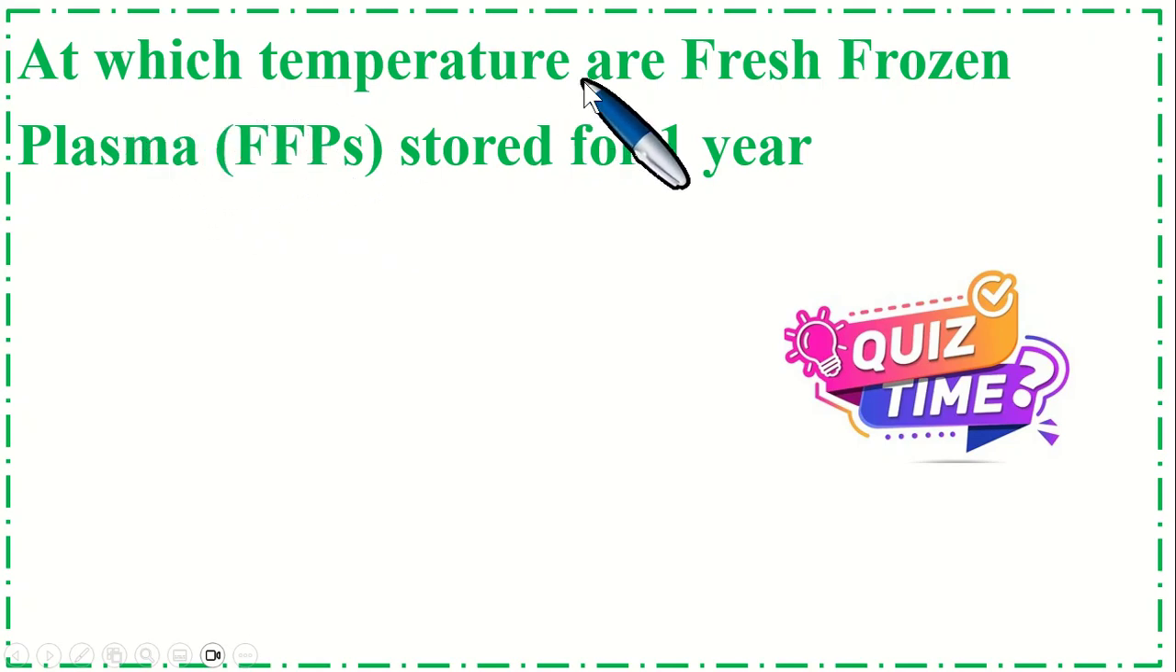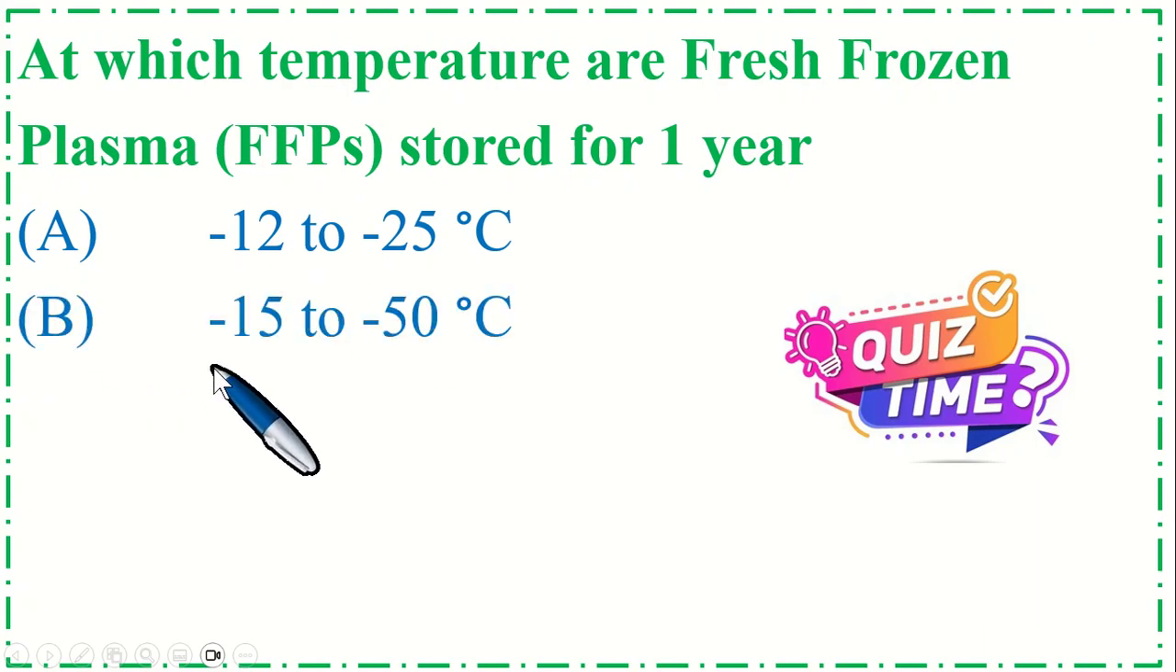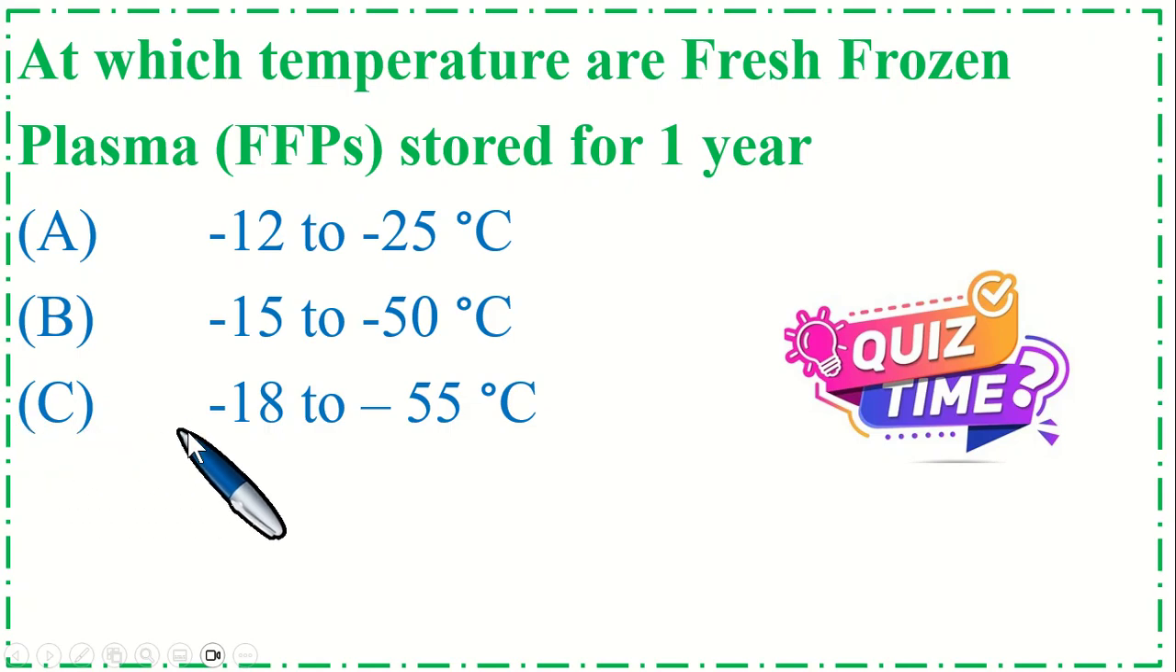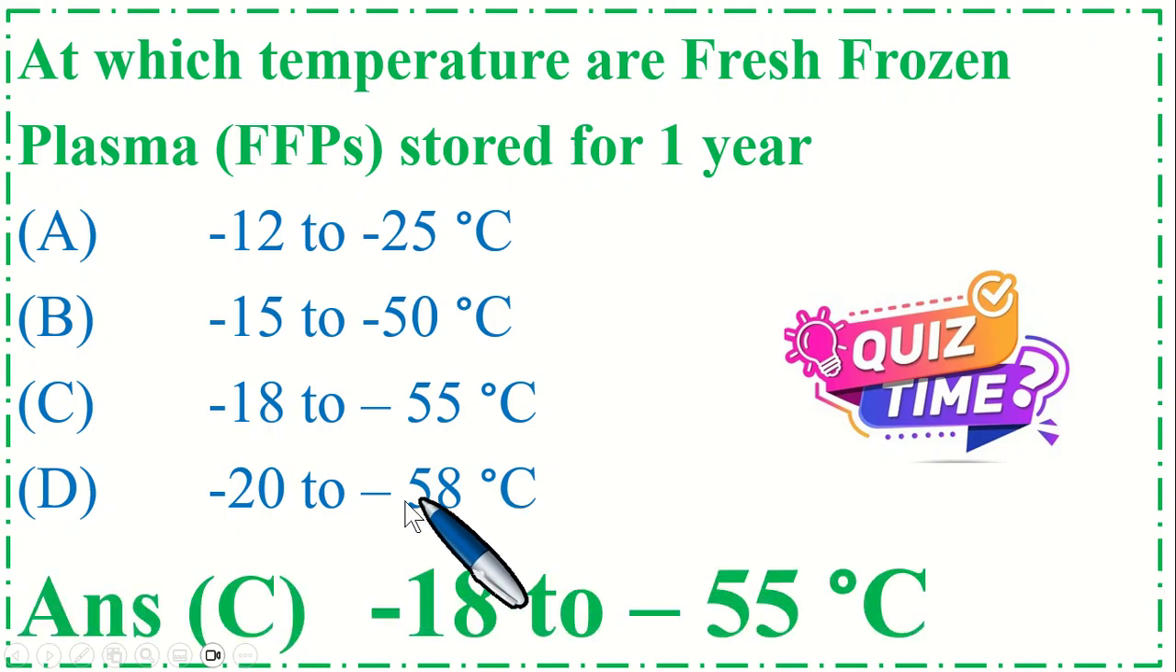At which temperature is fresh frozen plasma FFP stored for 1 year? Option A -12 to -25 degrees centigrade, B -15 to -50 degrees centigrade, option C -18 to -55 degrees centigrade, and option D -20 to -58 degrees centigrade. So the correct option is C, minus 18 to minus 55 degrees centigrade.